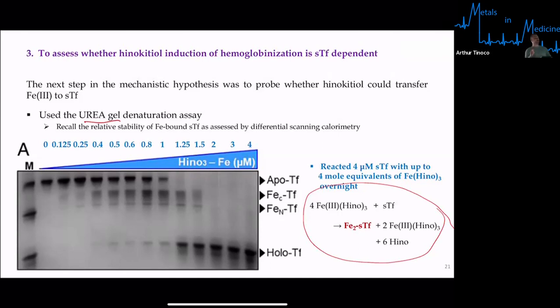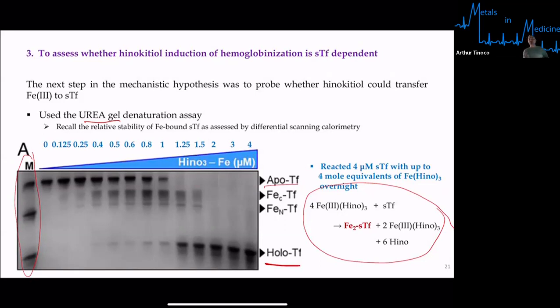All right, so let's focus very quickly on what we have in this gel all the way to the left. The left is a representation of the relative stability of transferrin in the apo form, no iron bound, versus iron bound. So if you think back to our discussion about iron binding and transferrin, I mentioned to you that iron binding stabilizes the protein.